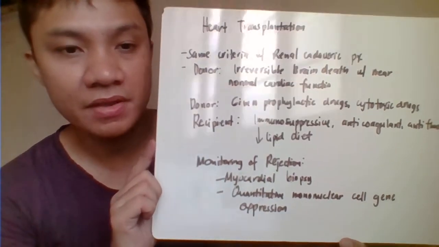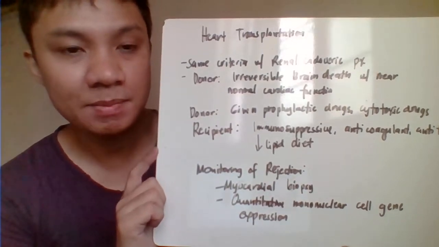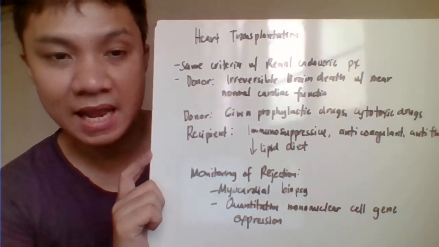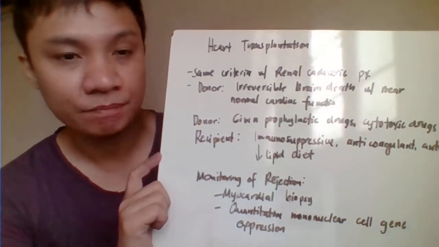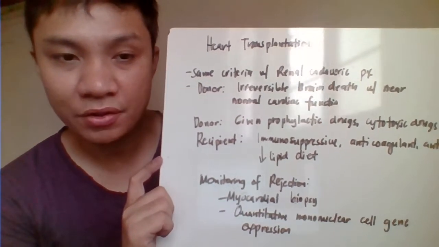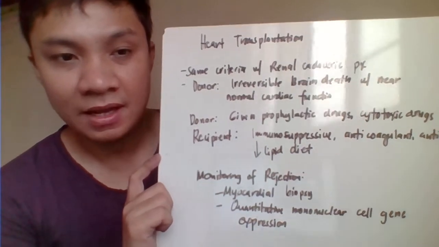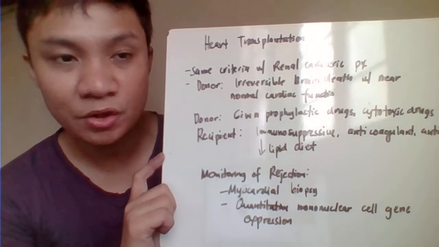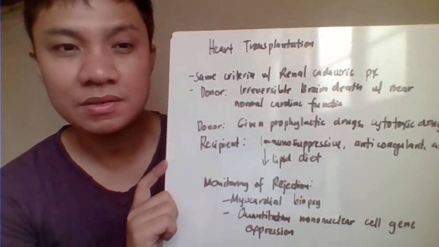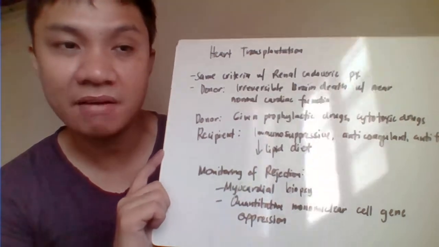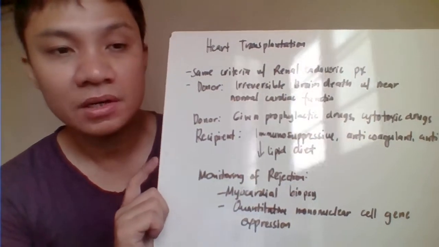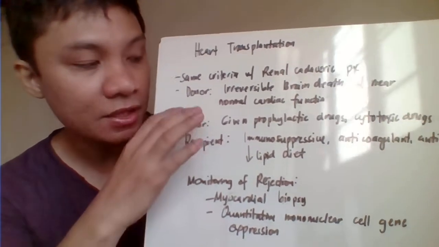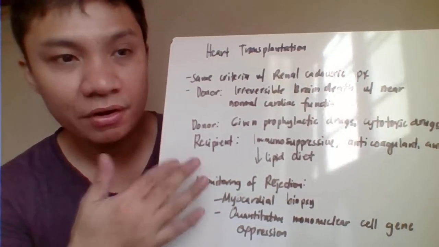Okay, the next one, we have here the heart transplantation. So the requirement for the heart transplantation would be the same as our renal cadaveric transplantation. Okay, so the requirement for that, the donor should eventually be having this irreversible brain death but near normal cardiac function. So to say the patient is about to die but still has normal cardiac functions. Requirement for that, the donor should have no malignancy.